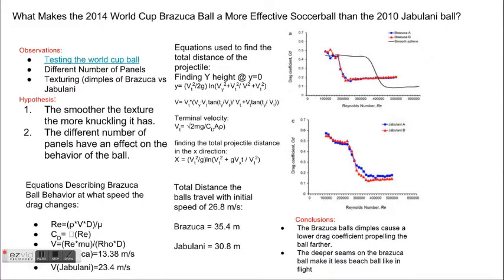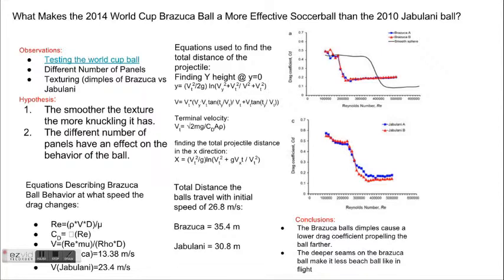In order to test our hypotheses on these two balls, we found the graphs to the right, in which the top one depicts the drag coefficient versus the Reynolds number of the Brazuca ball. And the black line indicates a smooth sphere at those Reynolds numbers as well. And the bottom graph shows the drag coefficient versus Reynolds number for the Jabulani ball. As you can see, the Brazuca ball experiences a sharp drop in the drag coefficient at higher Reynolds numbers once you get past about 200,000. The Jabulani does not experience this until about 350,000.